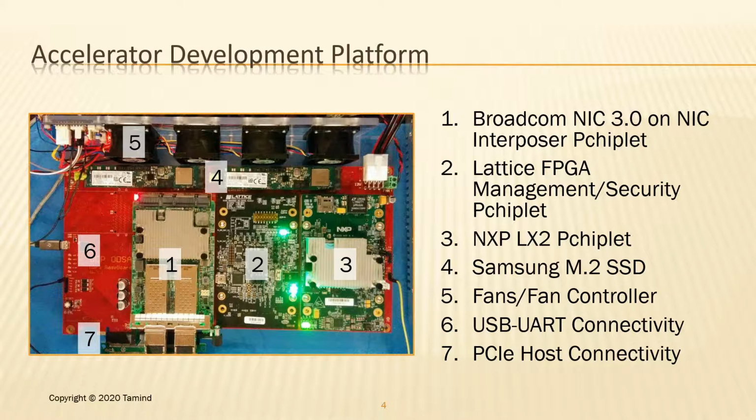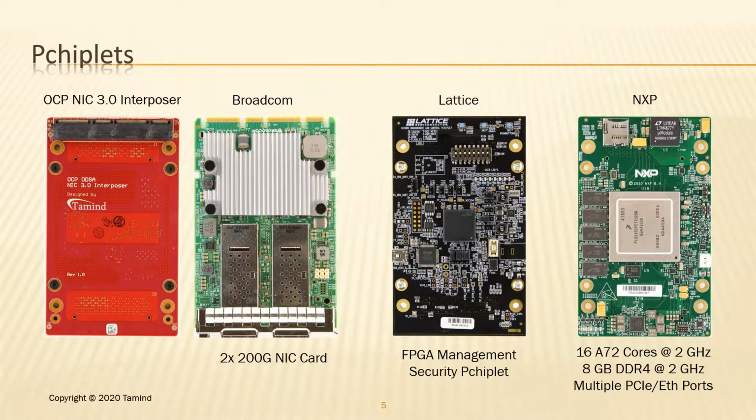So if there are no other questions, we're moving forward. These are the four pitchlet modules that you see on the baseboard right now. The first one is the interposer card. We developed this so that we can have the standard NIC cards plugged into the interposer card. The interposer card is a pitchlet. Right now it's hosting the Broadcom NIC 3.0 pitchlet, so you'll be able to insert it in. It's a 200 gig NIC card that will go on it.